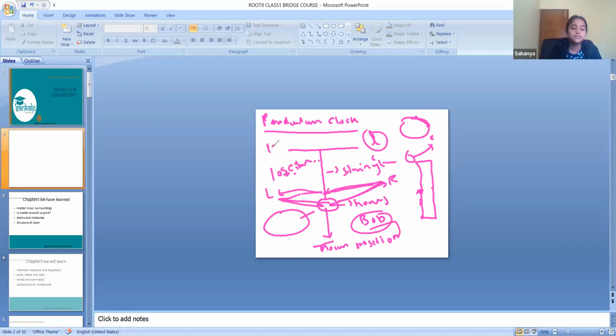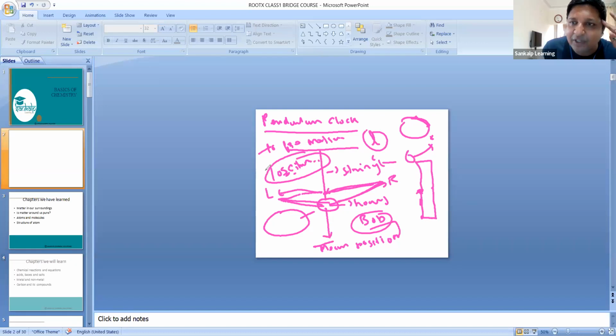So one complete to and fro motion of the bob leads to one oscillation. Understood what is one oscillation? One oscillation is the complete to and fro path of the simple pendulum. Okay, so now this is one oscillation.